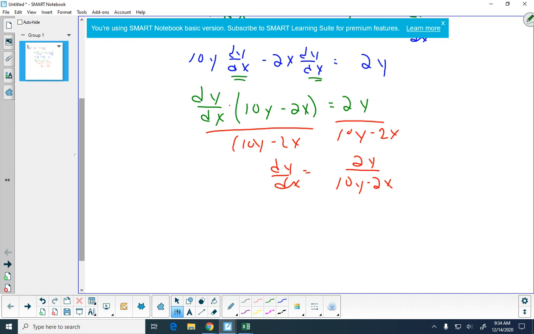Now, we have three entities here. We have a 2y, we have a 10y, and then we have a 2x. Okay, we can look to see if we can cancel something out of all three of these terms. Out of the 2y, the 10y, and the 2x. But we have to be able to take the same thing out of all three of the terms. And what we can take out of all three of the terms is the value of 2. So we're left with y over 5y minus x.